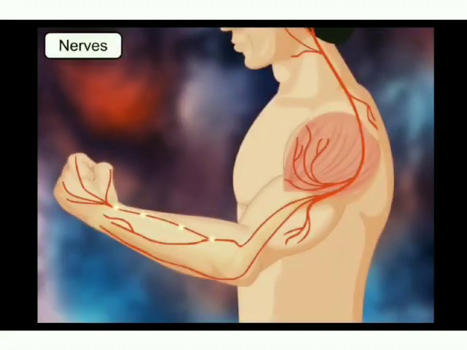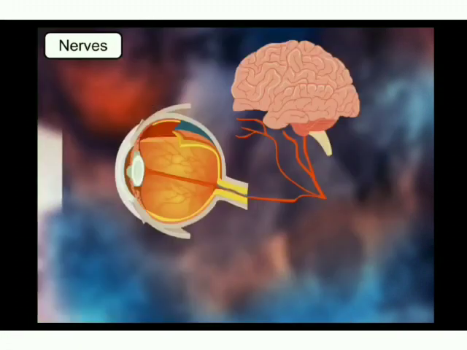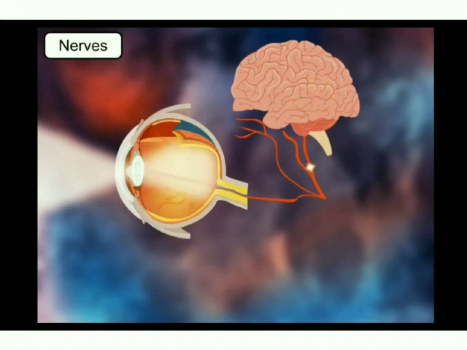The inside of our body is covered with billions of nerve cells, which are also known as neurons. Nerves exchange signals between the brain and other parts of our body. There are three types of nerves.